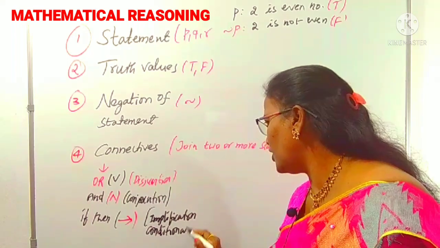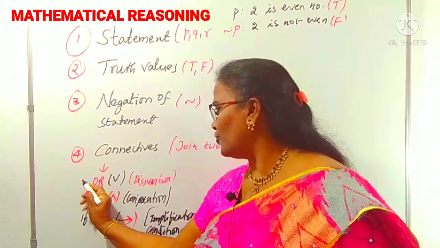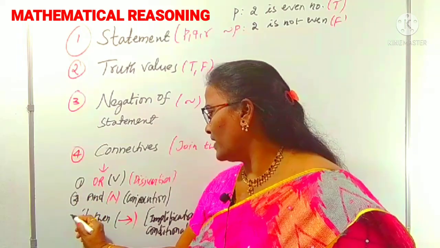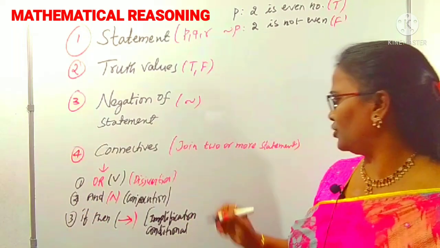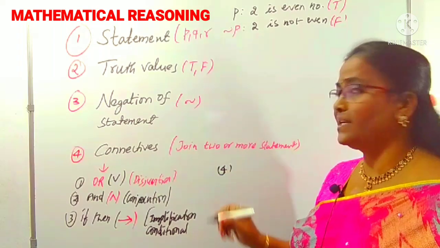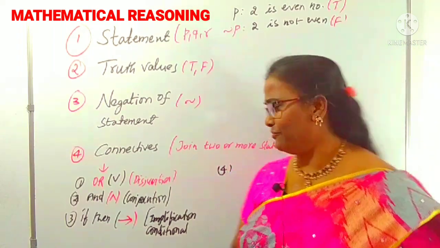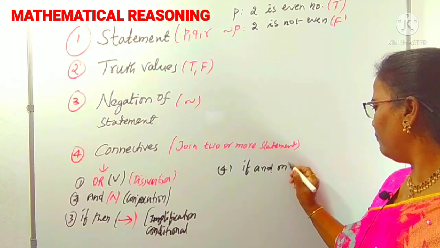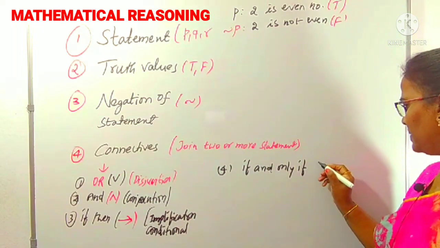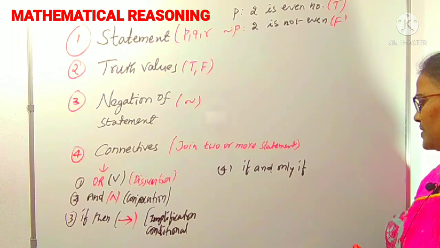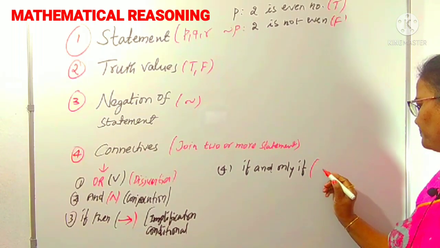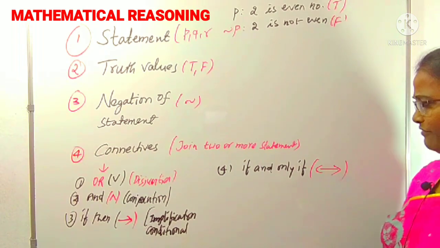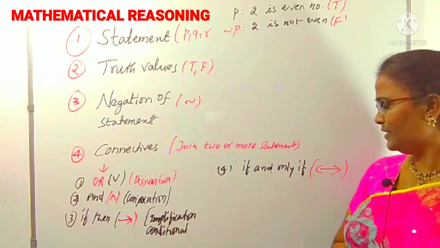This is the third one. So there are four connectives. First one is OR, second one is AND, third one is if then. Now we'll come to the fourth one, which is if and only if. The symbol is simply a two-sided arrow. This is the symbol for if and only if.